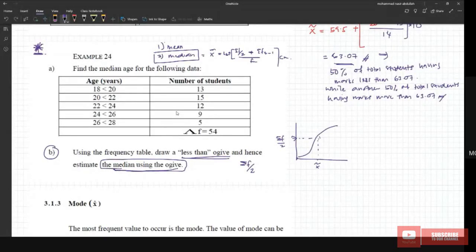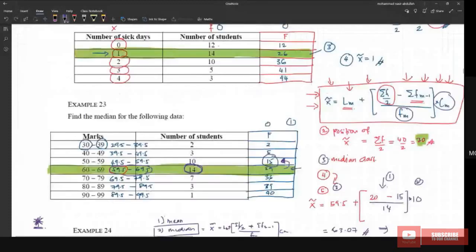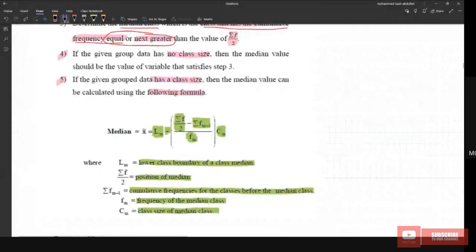Okay, good. So I think we stop. We take a 5-minute rest, right? Before we continue to the next topic, which is mode. Okay. Now look at the formula. Which formula? This is the formula for median, right?